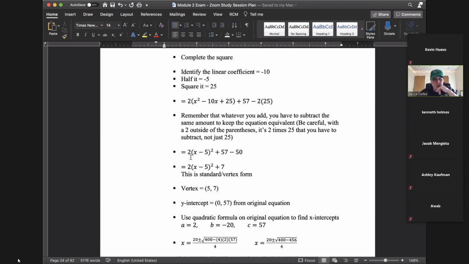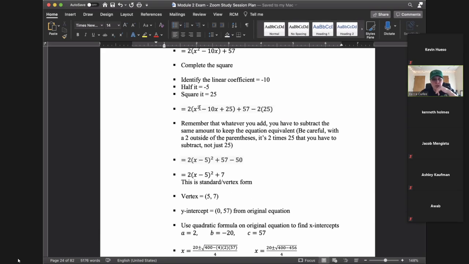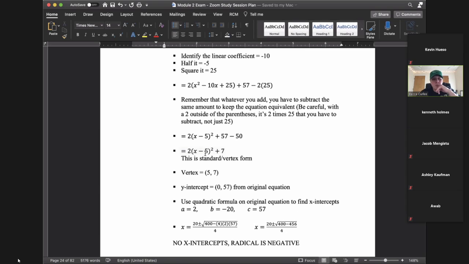But then that gives us, we know we can factor this now, x squared minus 10x plus 25. We know that's (x minus 5) squared. So then we're going to put it in those terms. We've got 2 times (x minus 5) squared plus 57 minus 50, which is 2 times (x minus 5) squared plus 7. This is your standard or vertex form. So we know that the vertex equals (5, 7).